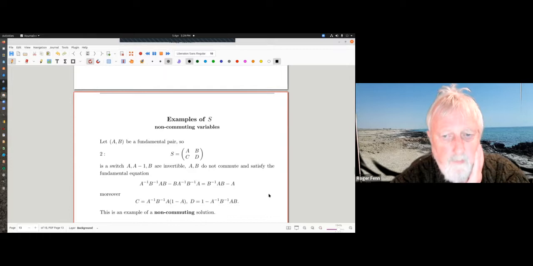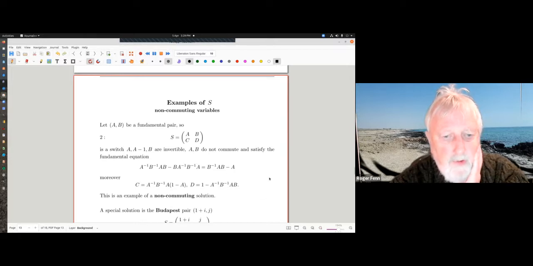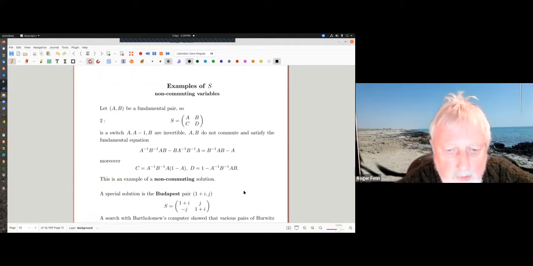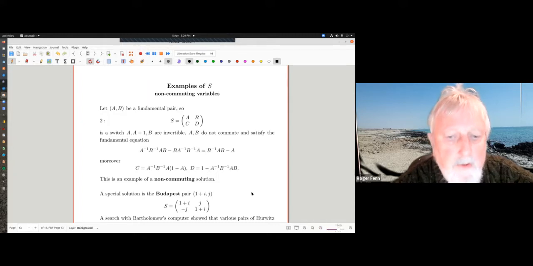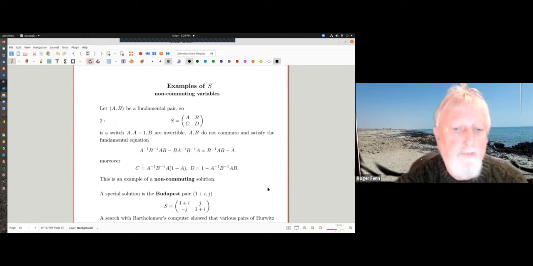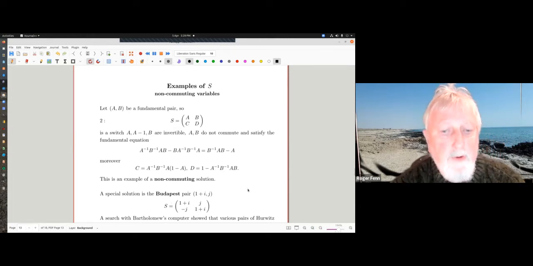Well, so we've got these equations, and they have to satisfy these horrible equalities. And here's an example. There's the Budapest pair, which gives me that solution. Now, how do I come up with that? Well, and why is it called the Budapest pair, or the Budapest solution?